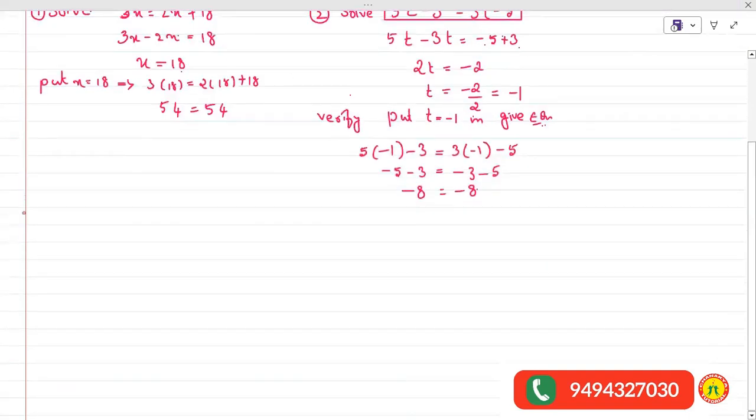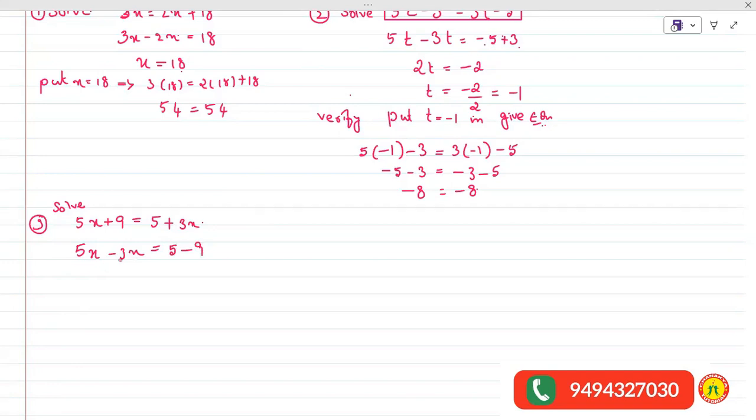The third question is 5x plus 9 equals 5 plus 3x. Just solve this. Harshit, tell me how we are finding this. We have to transpose the 9 to the right hand side and 3x to the left hand side. Very good. Then 5x minus 3x equals 5 minus 9. 5x minus 3x is 2x, equals minus 4. So x is minus 4 by 2, which is minus 2.